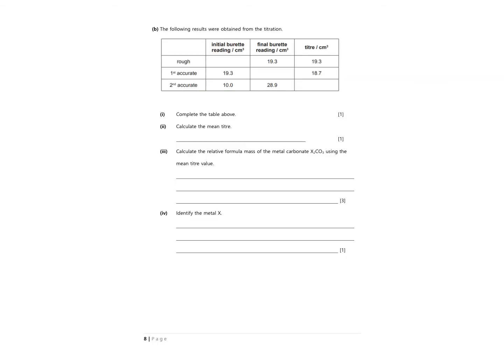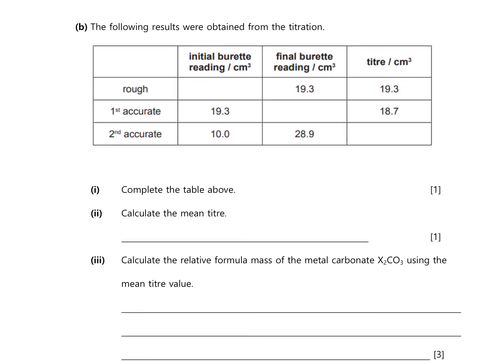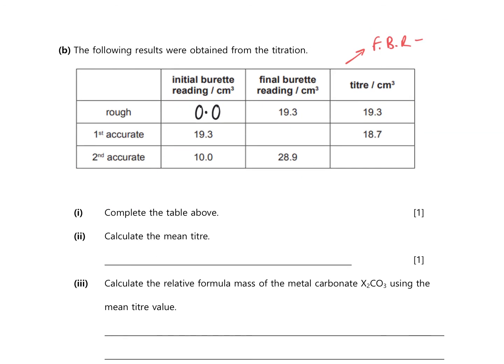And then finally, you have your calculation part of the question. So it says here, complete the table above. Now you need to be careful with this. You'll see some of you wrote 0 and I marked it wrong, and you'll be thinking, well, of course the difference between 19.3 and 19.3 is 0. But our burette readings are always to 1 decimal place, so you must write 0.0. Your titre is always final burette reading minus your initial burette reading.